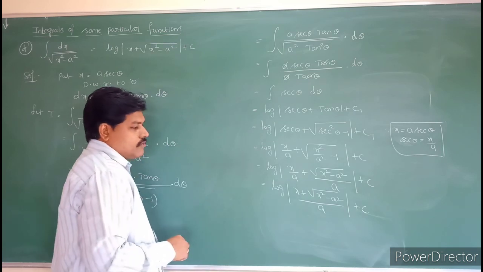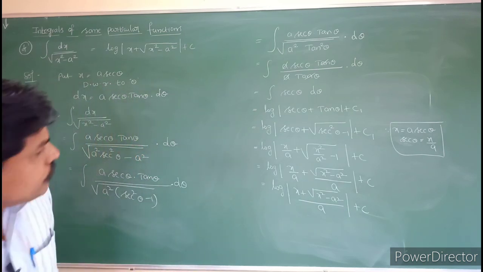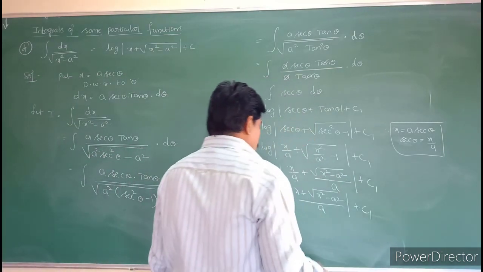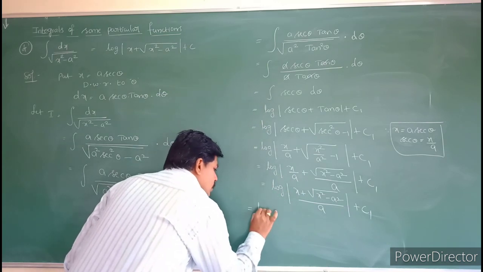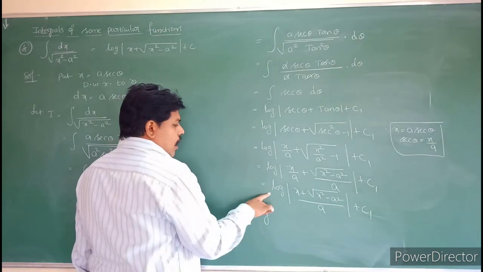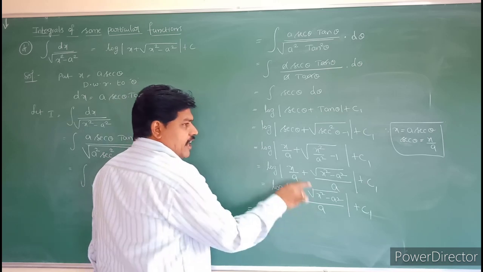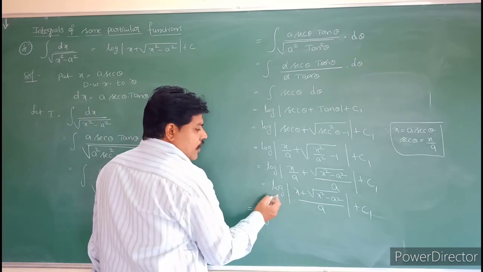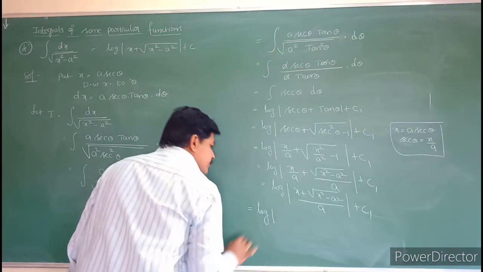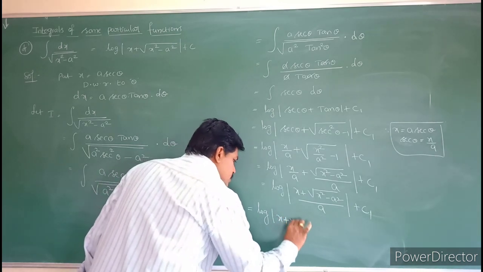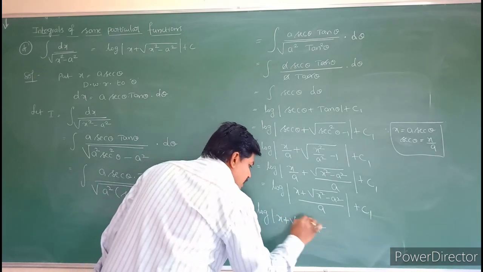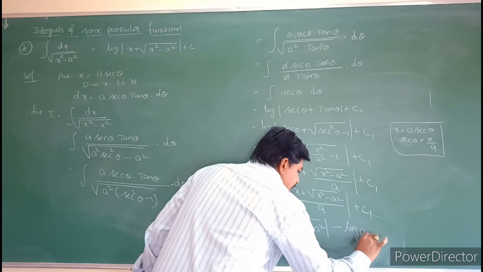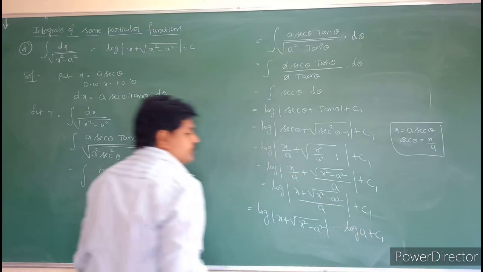That implies what happens, students, here? So that is equal to, we can take it as a, this is the C1. So that is equal to log of A by B. Log of A by B you can write as log A minus log B. So that is log of mod x plus root of x square minus A square, minus log A plus C1.